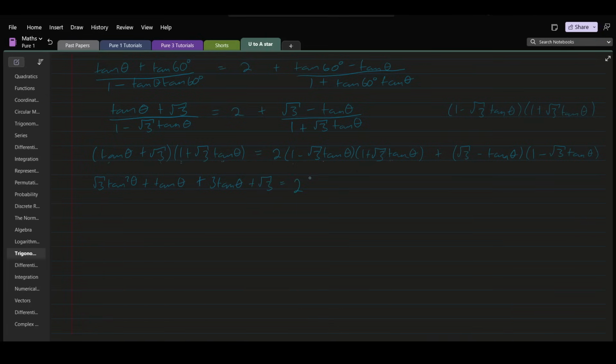So this becomes 2. And notice that this is a difference of two squares. 1 minus root 3 tan theta times 1 plus root 3 tan theta. So that simply becomes 1 minus 3 tan squared theta. And then let's expand this. So we've got negative tan theta times negative root 3 tan theta. That gives us root 3 tan squared theta. Then we have negative tan theta times 1. That's negative tan theta. Then we have root 3 times negative root 3 tan theta. That is negative 3 tan theta. And then we've got root 3 times 1. That is positive root 3.